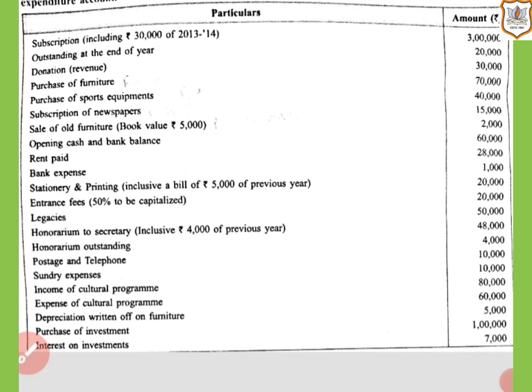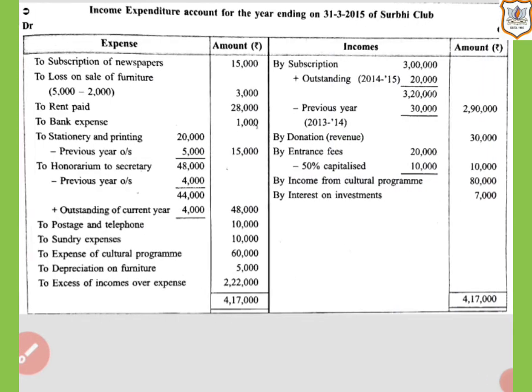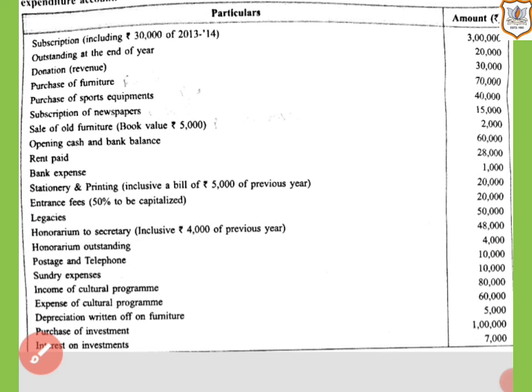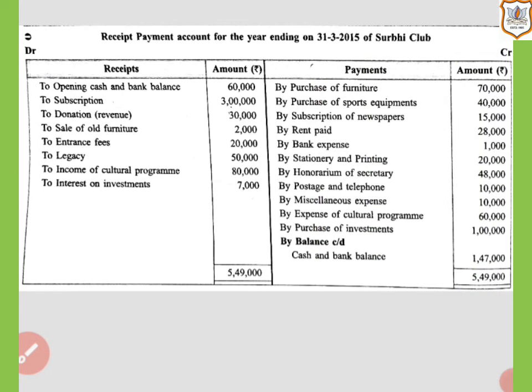Now next is depreciation written off on furniture. This is a non-cash expense, so we will not show it in receipt payment account. And as we have already studied that depreciation is revenue expense, we will record it in income expenditure account, and we will show it in expense column. Here it is depreciation on furniture, amount is 5,000. Now let us see next. Purchase of investment. Investment is an asset, so first we will record it in receipt payment account on payment side, amount is 1 lakh. And as it is an asset and we are purchasing it, it is of capital nature, so we will not disclose it in income expenditure account.